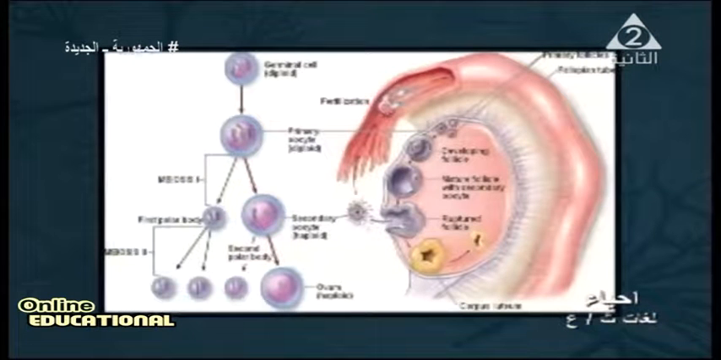Okay. Also, this is the structure of the fallopian tube, and the fallopian tube, by the cilia, picks up the ovum from the ovary to push it inside the uterus, allowing fertilization to occur.